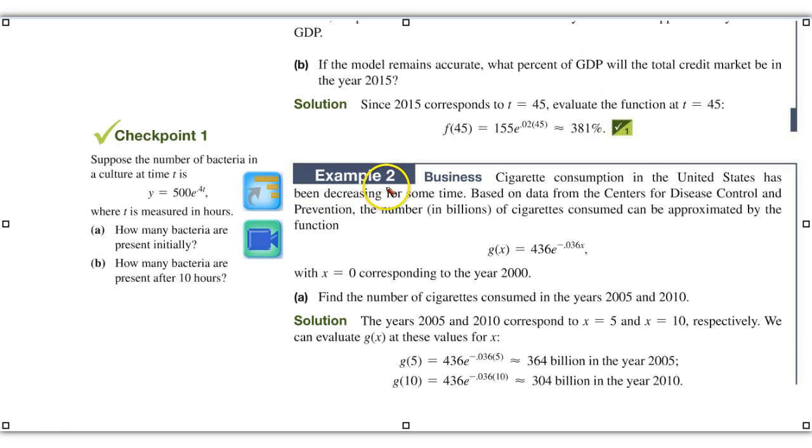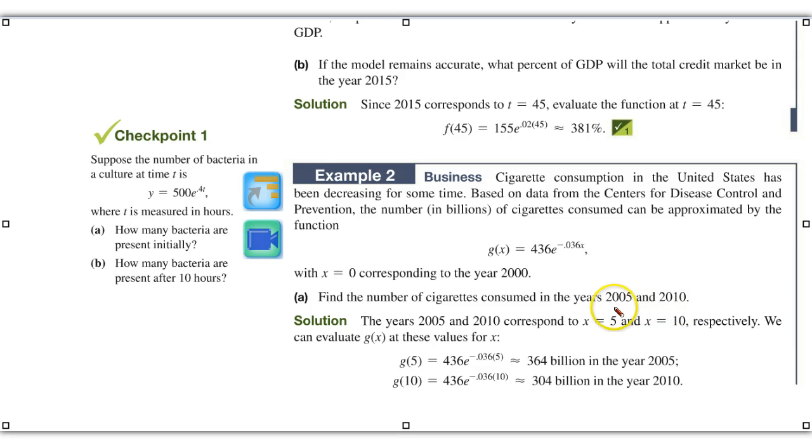Now, as we look at example 2, again, we need to understand what's going on. Here they're talking about cigarette consumption in the United States, which has been decreasing for some time. So what type of exponent do you think we're going to see there? Well, if we take a quick peek, we see it's negative. So again, that indicates that our k is negative, meaning decay. And then we want to find what year we were starting with. Well, the year 2000. And find the number of cigarettes consumed in the year 2005, and then later 2010.